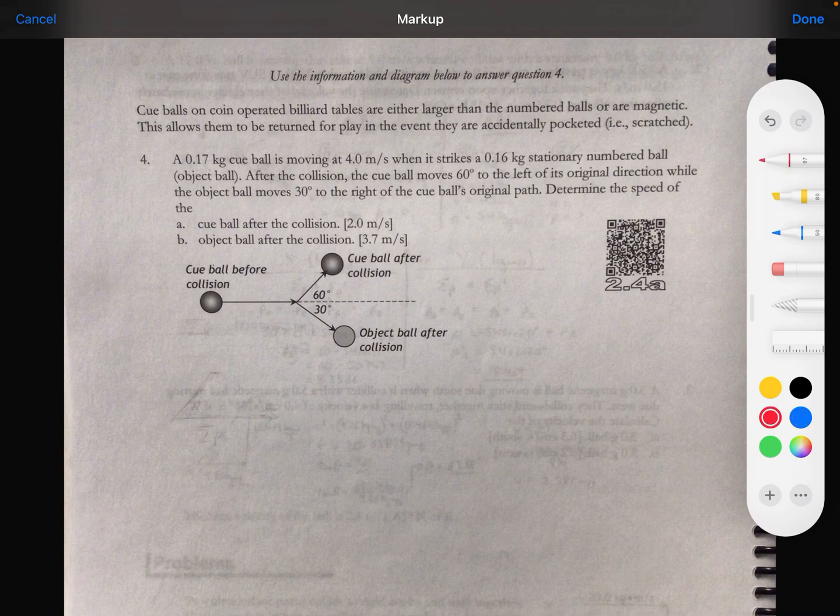So what's happening? We have this guy going right to the east beforehand, the cue ball. It hits an object ball, and then they both go off at these angles, okay? And usually we need momentum before equals momentum afterwards, but we don't have anything for the momentum afterwards. So it's kind of difficult to look at how we're going to do this.